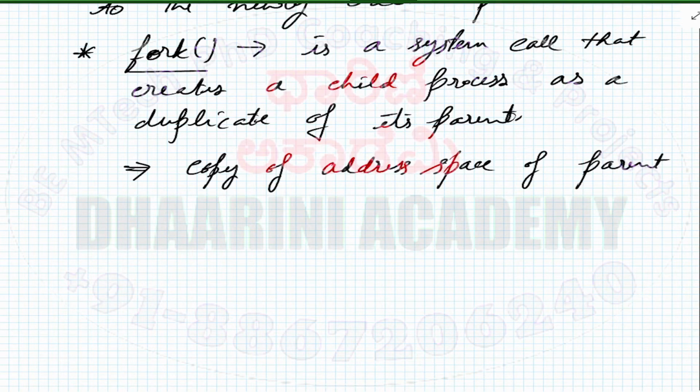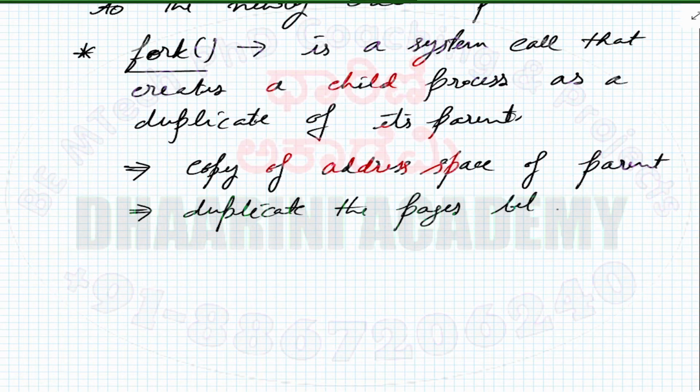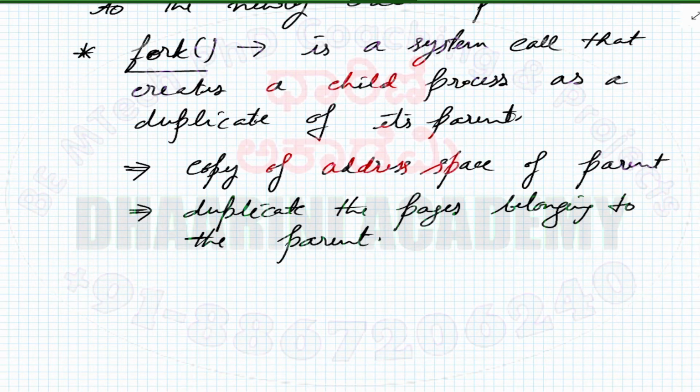That's the first thing. And also you duplicate the pages belonging to the parent. This is what we are going to do. Now let us consider that there are many child processes which try to invoke another system call, which is exec. There is another function called exec.